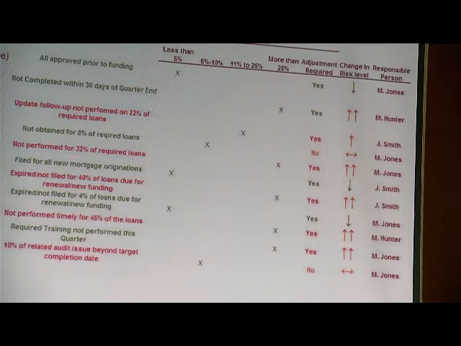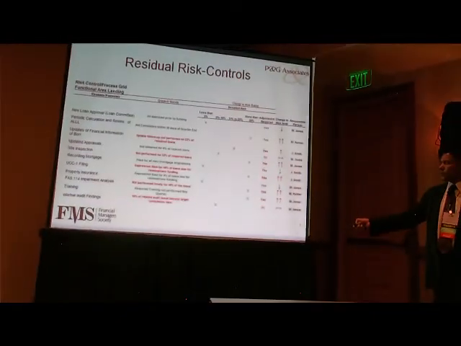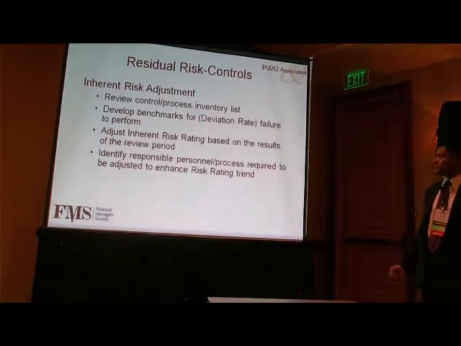Site inspections not performed for 32% of required loans. Well, that's a more than 25% deviation, and that's going to increase it twofold. It's going to elevate our risk. Training, required training not performed this quarter, was supposed to be done. That elevates our risk. So this is a methodology for the same controls that we identified, and then we look at whether it's a monthly result or quarterly, or six months or annually, whatever you're doing, now you measure the results.